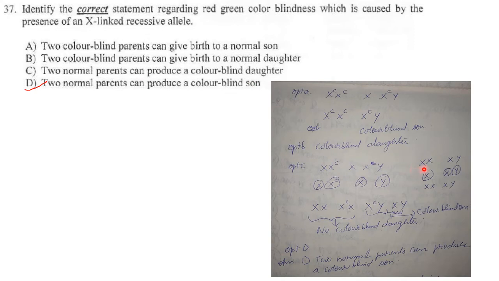Then if the female is just XX, then she will produce only normal son and normal daughter. Then 2 normal parents can produce a colorblind son.